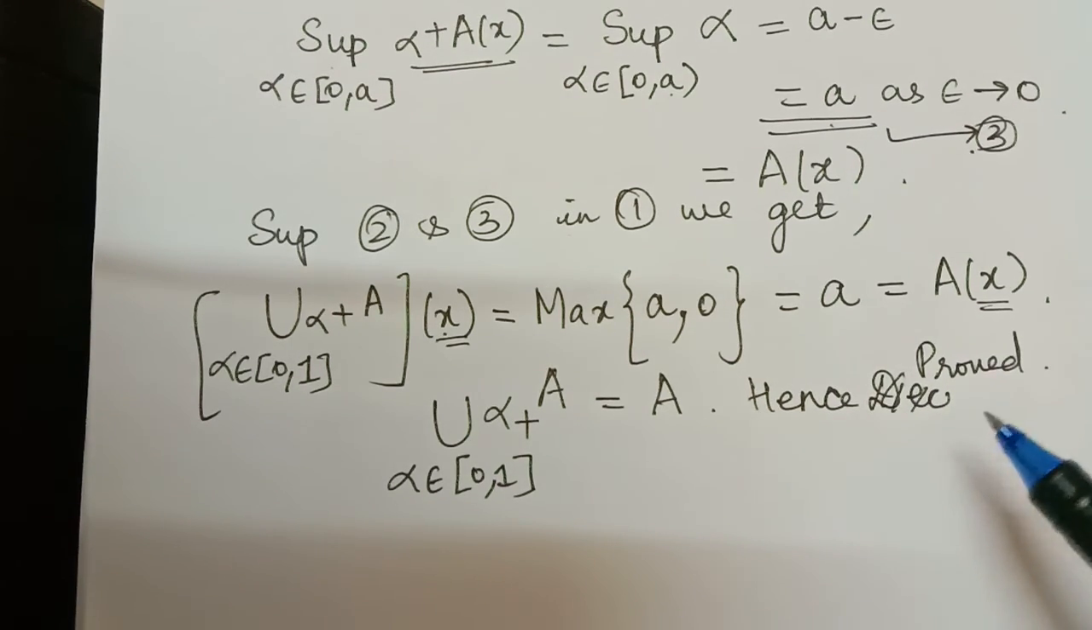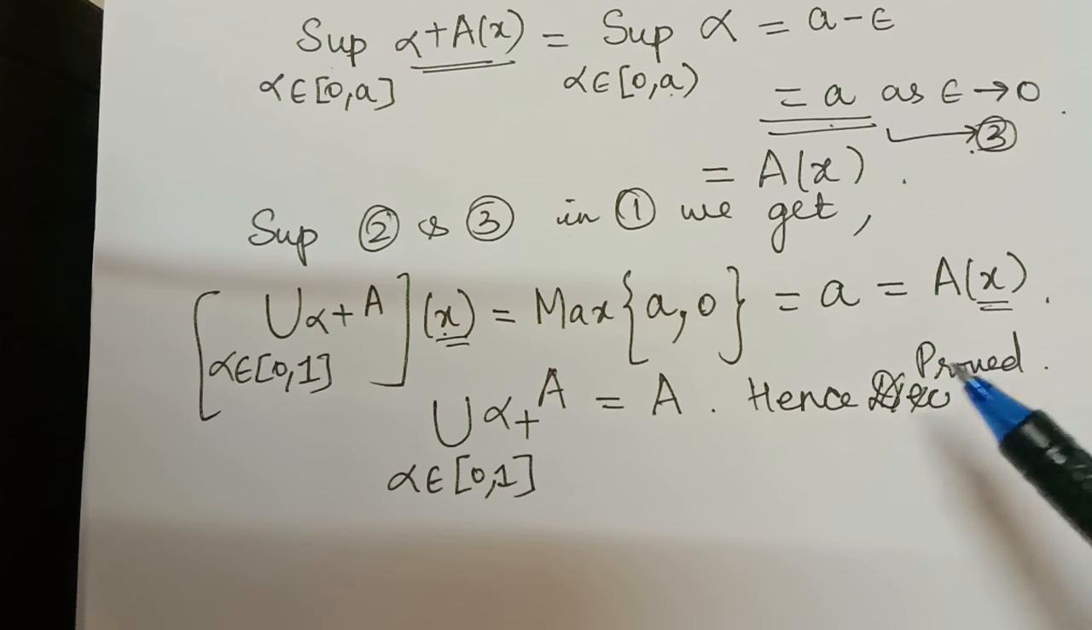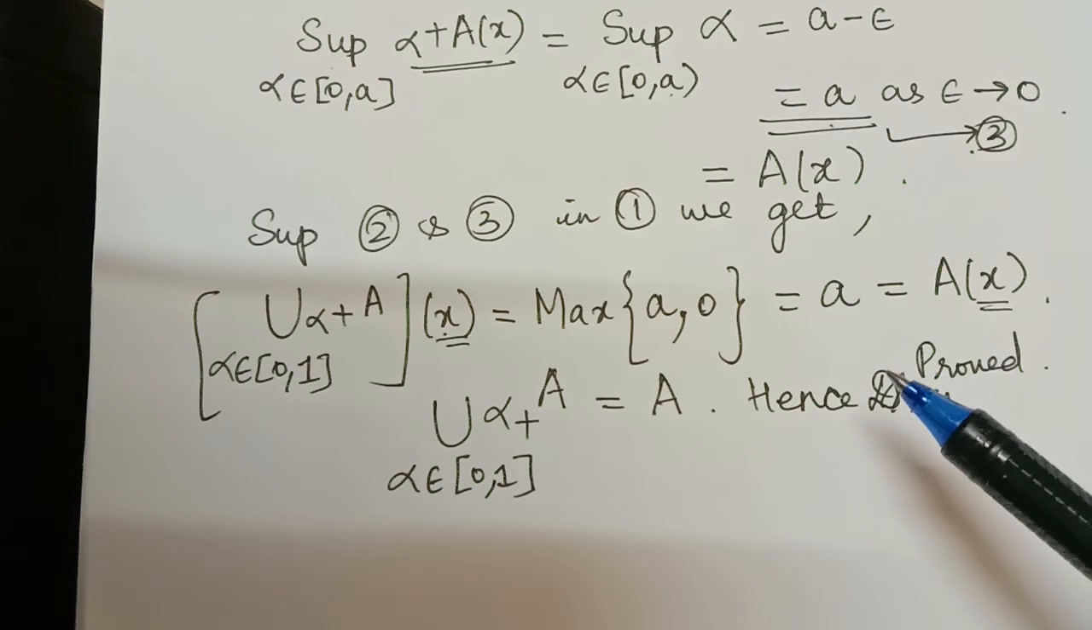The proof of the third decomposition theorem is absolutely analogous to the proof of the first decomposition theorem and the second decomposition theorem as well. So you can try that and finish the proof of the third decomposition theorem. You can take it as an assignment. Thank you.